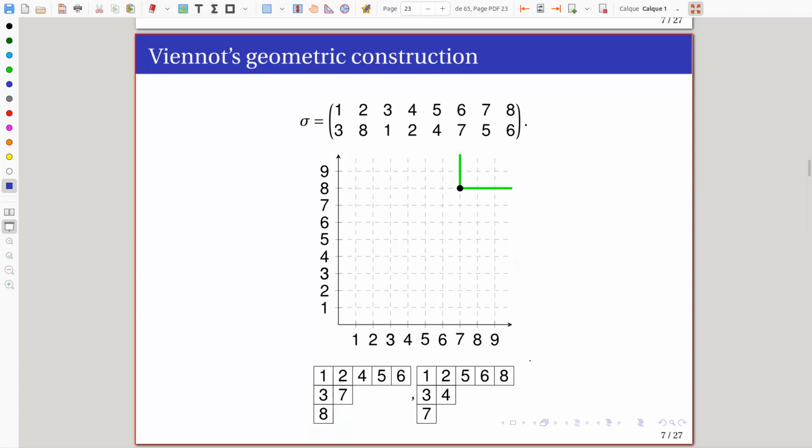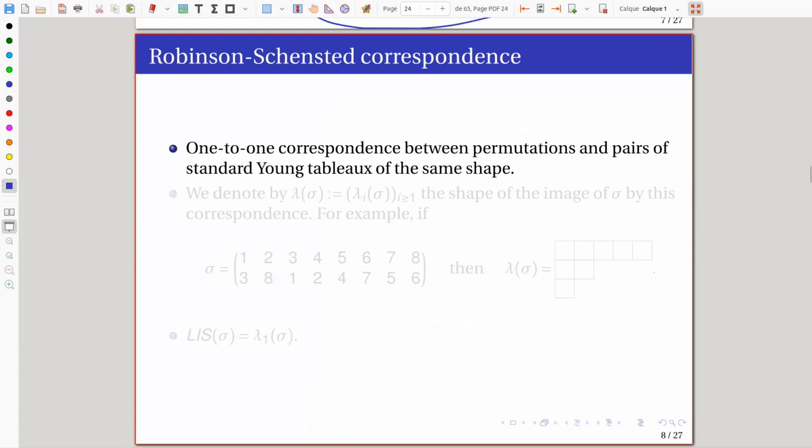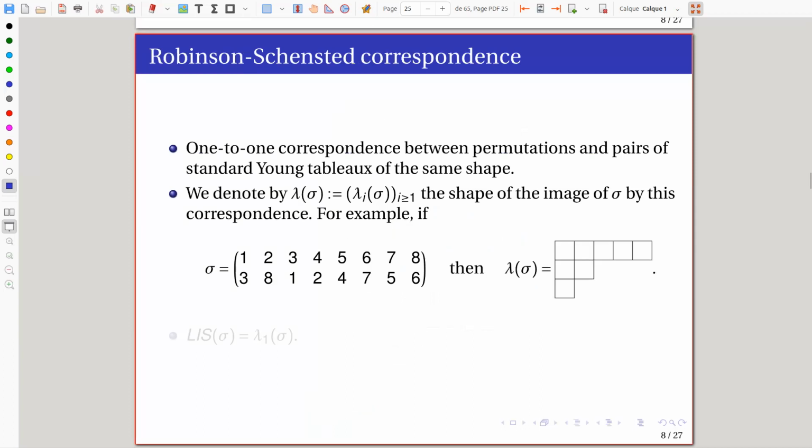So now I have finished the picture. There are just two Young tableaux of the same shape. So this is the projection I told you before. This is a one-to-one correspondence between permutations and pairs of standard Young tableaux of the same shape. And what is really interesting in our case is not the entries, but just the shape. So we can forget about the entries. What is interesting is the shape.